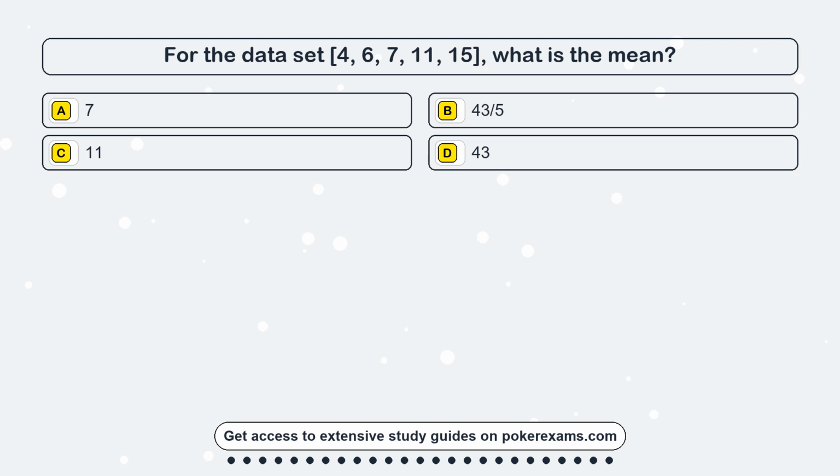Question 19. For the data set 4, 6, 7, 11, 15, what is the mean? Option A 7. Option B 43/5. Option C 11. Option D 43.